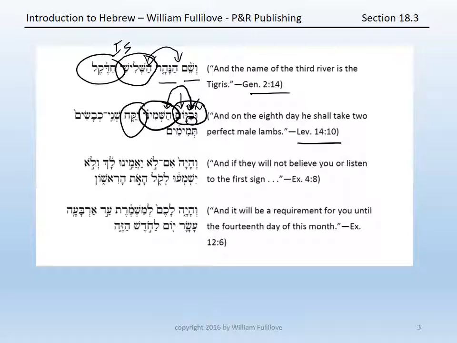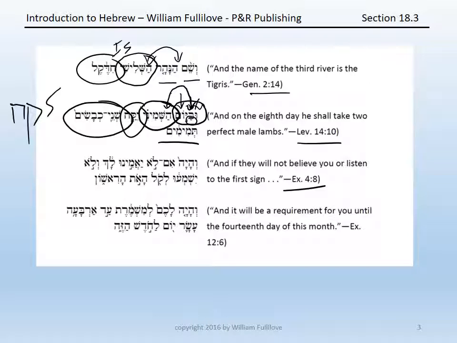Yikach, he shall take, Qal imperfect, third masculine singular from the verb lakach, to take. He shall take two lambs, and then the attributive adjective tumimim, perfect. And on the eighth day he shall take two perfect male lambs.